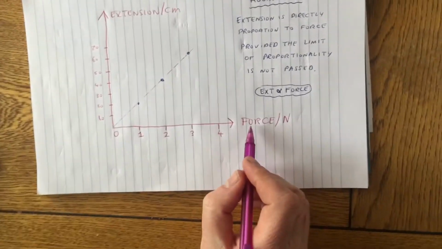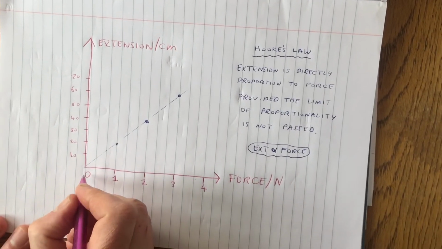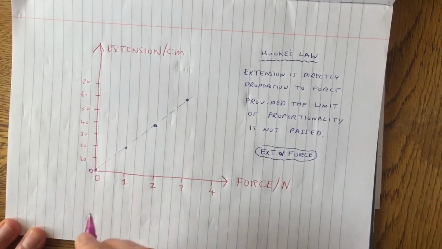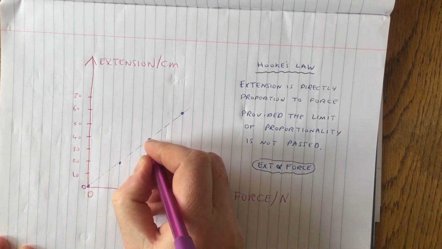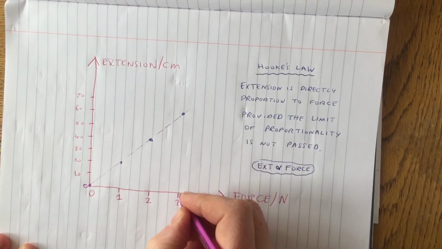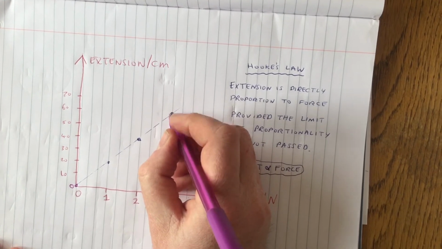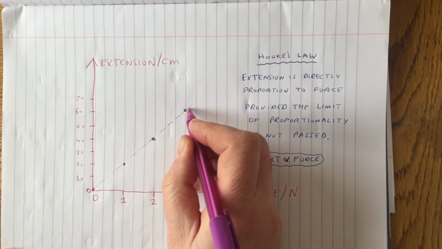If we plot force against extension, then here are the results we get. When the force was 0, the extension was 0. When the force was 1, the extension was 20. When the force was 2, the extension was 40. And when the force was 3, the extension was 60. So there's definitely a pattern here. In fact, the graph formed is a straight line through the origin.